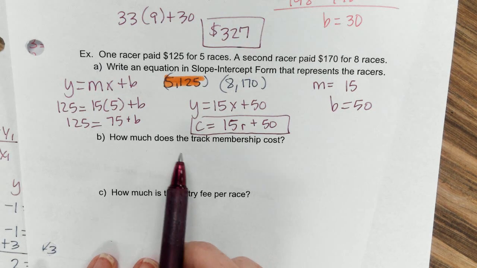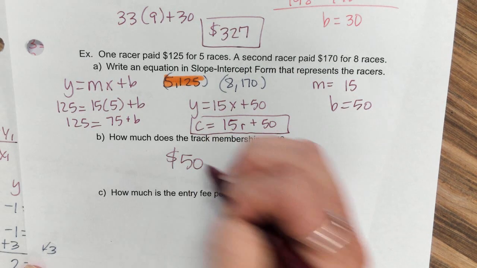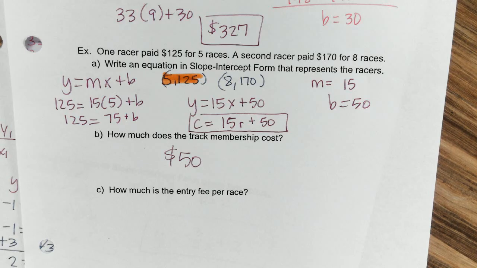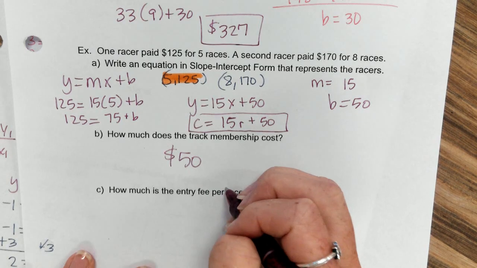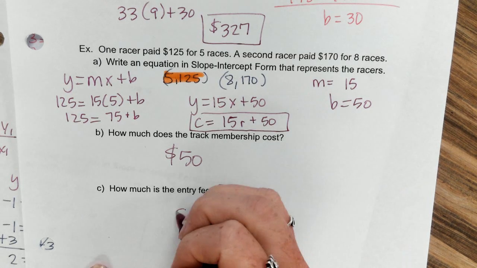How much does the track membership cost? Is it asking for the rate or just the membership fee? How much is that? $50. That is your one-time membership fee. How much is the entry fee per race? And that was your clue word that they're asking for the rate, the slope.